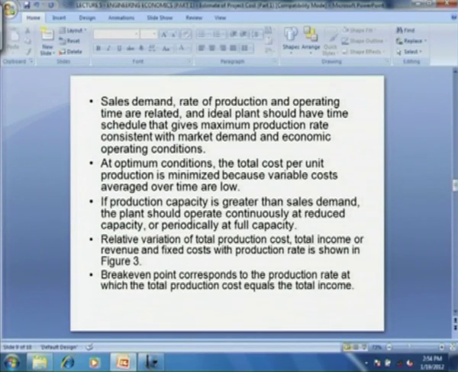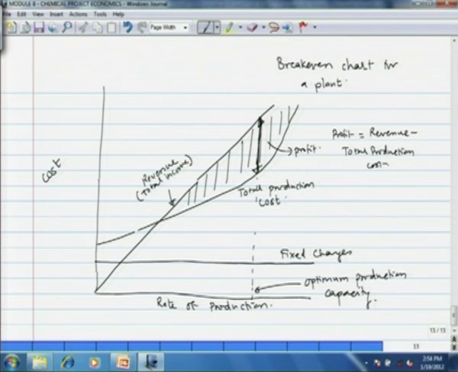And then the break even point. This point is break even point. Here the revenue just balances the total production cost, and this region is that of loss, the region below the fixed charges. Here the net revenue is negative and that is loss.